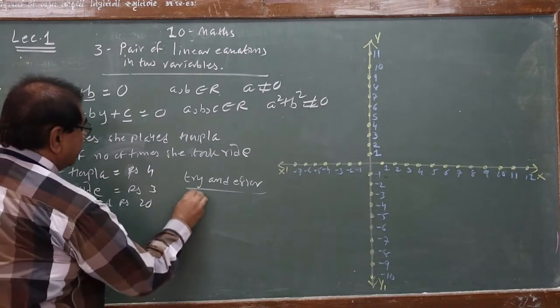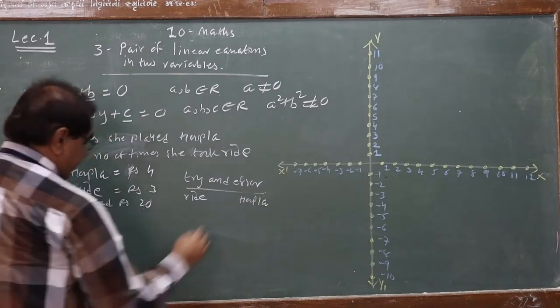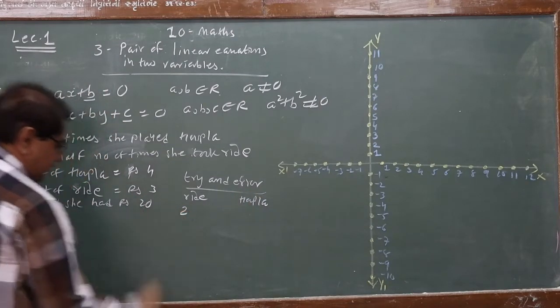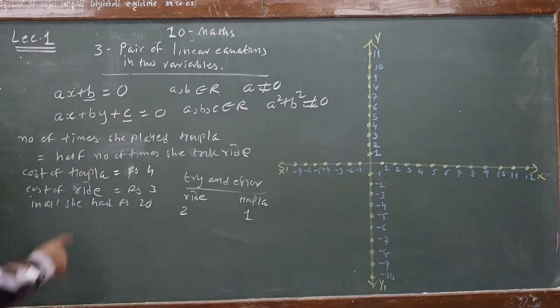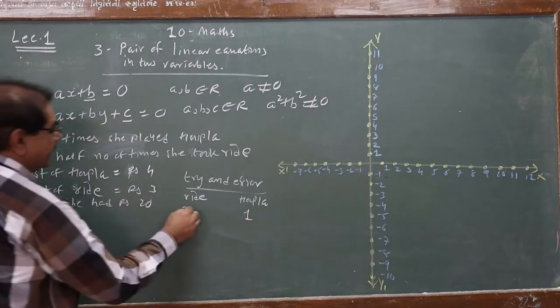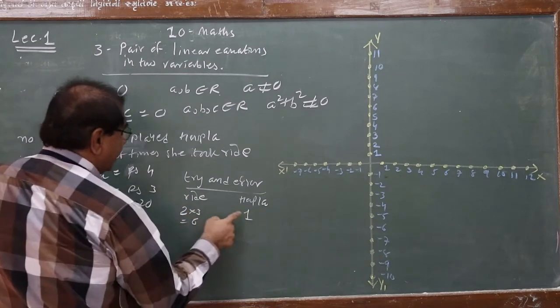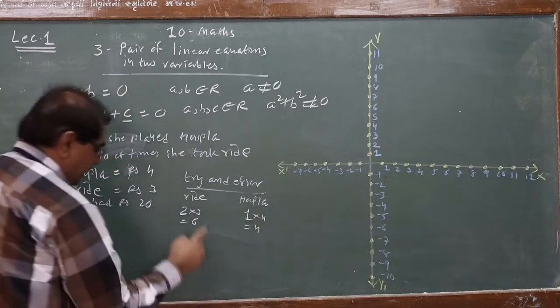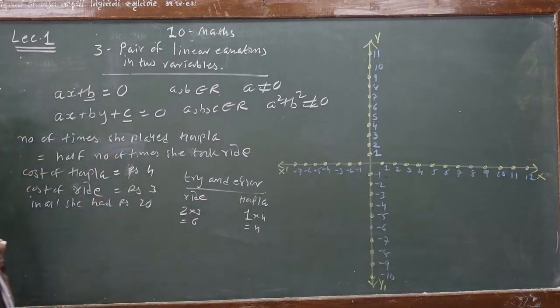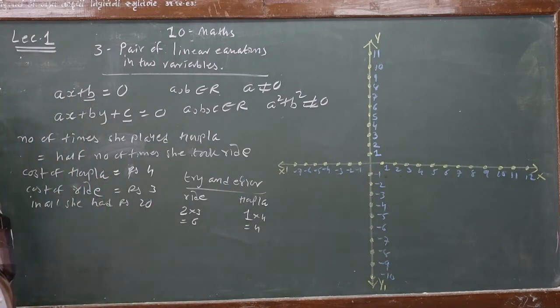Here I write ride and here Hoopla. If ride is taken 2 times, then Hoopla is taken 1 time. Okay, the cost for ride is rupees 3. So 2 into 3 is equal to 6, and Hoopla cost is 4. So 1 into 4 is equal to 4. 6 plus 4, 10 rupees. So this combination is not valid because she wanted to spend 20 rupees.